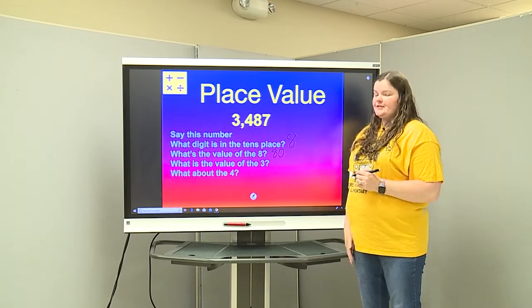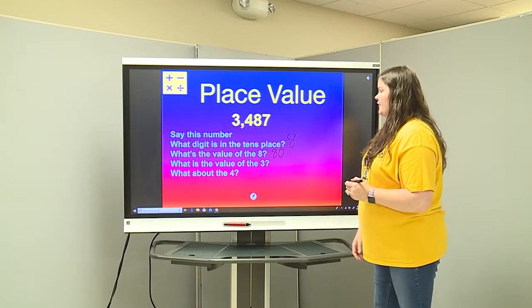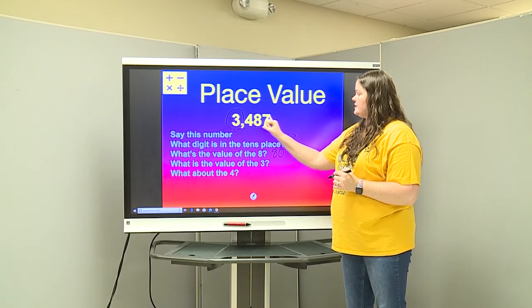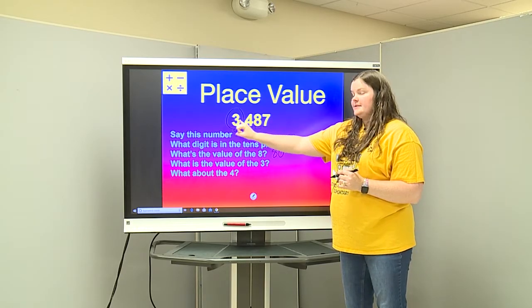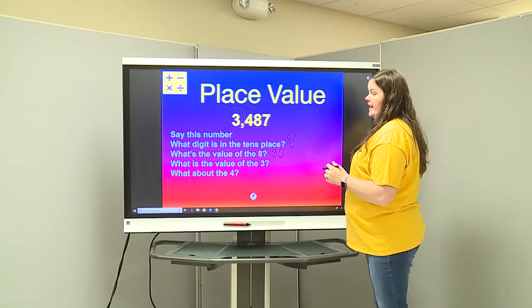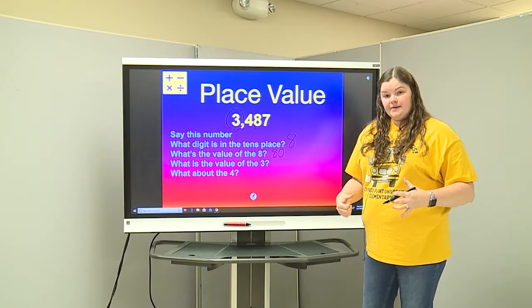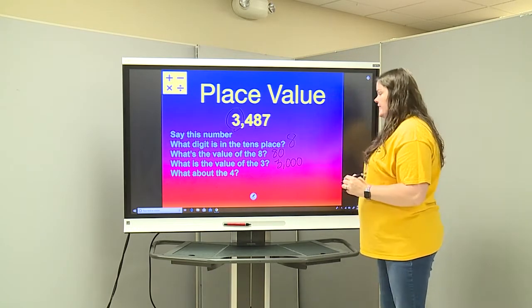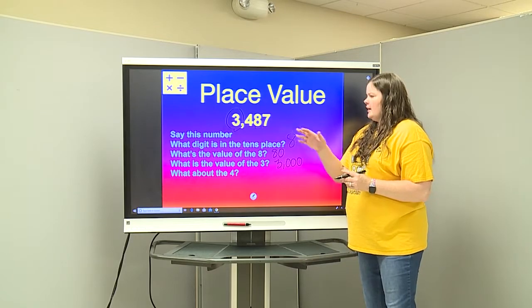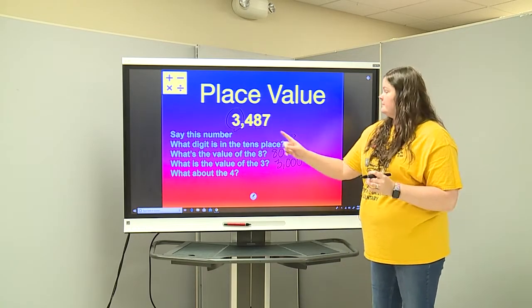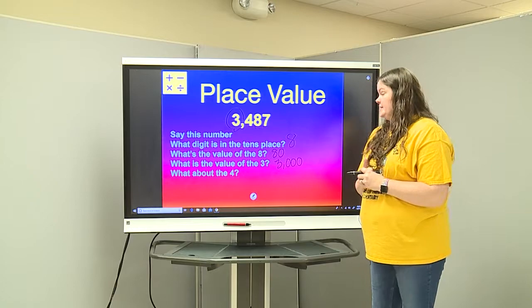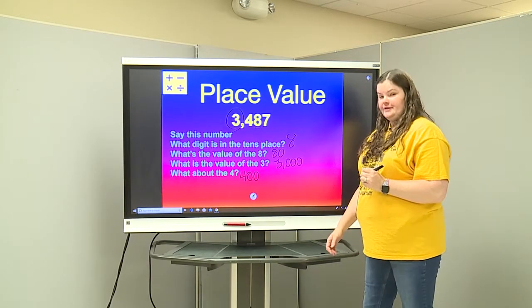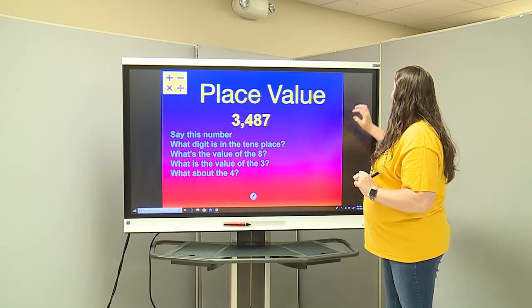And then the next question says, what is the value of the 3? So let's look at that 3 right there. I see that it's in the ones, tens, hundreds, thousands. So the value of 3 in the thousands place would be 3,000. And then the last one says, what about the 4? So what place value is that 4 in? The 4 here is in the hundreds place. So the value would be 400. All right, let's do another one like that.